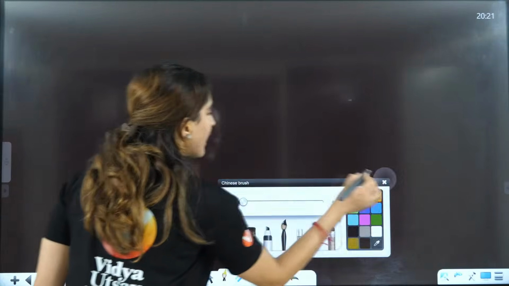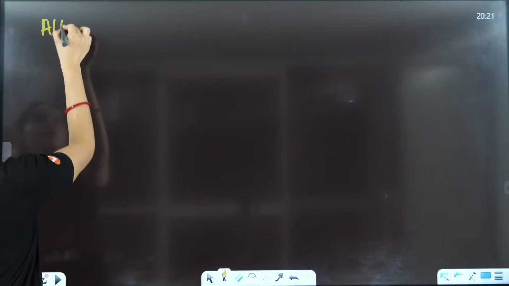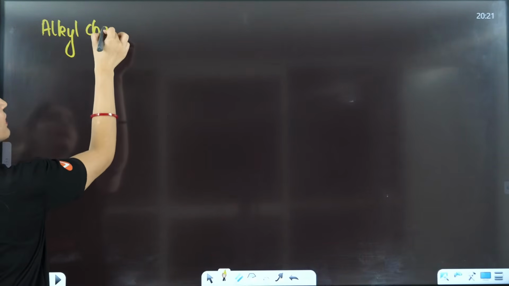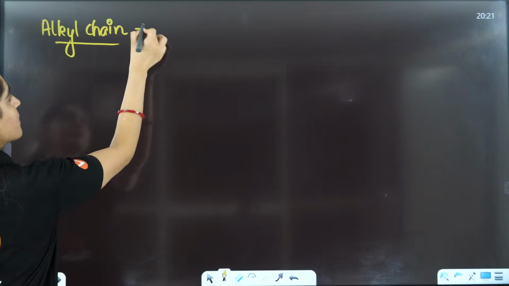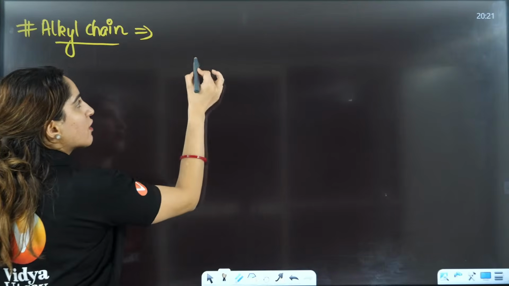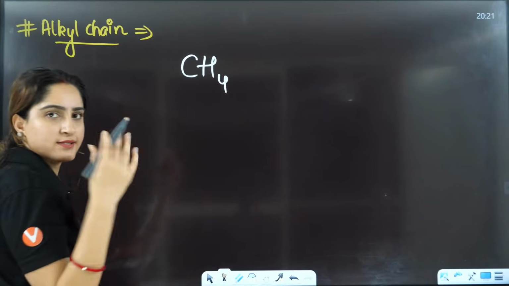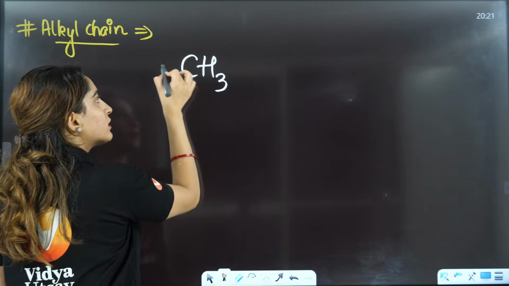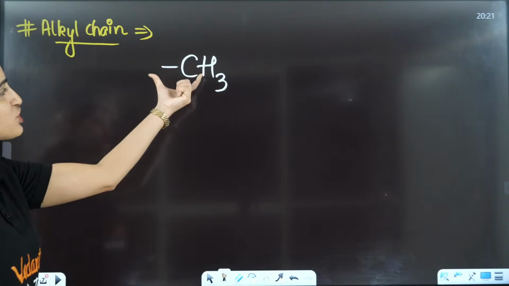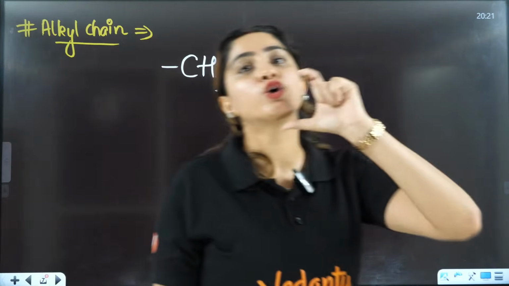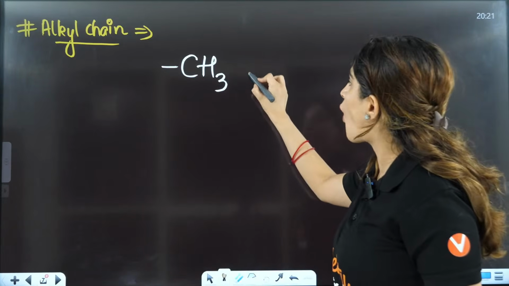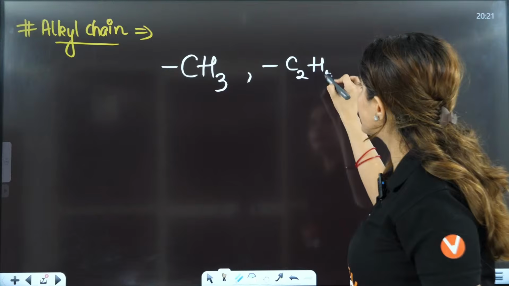So what is an alkyl chain? That you should remember, because this alkyl chain will act as a substituent in all these cases. An alkyl chain is when you have any alkane and you subtract one hydrogen from it. Now this particular alkyl group is free to make a bond with someone else. These are called alkyl chains, right?